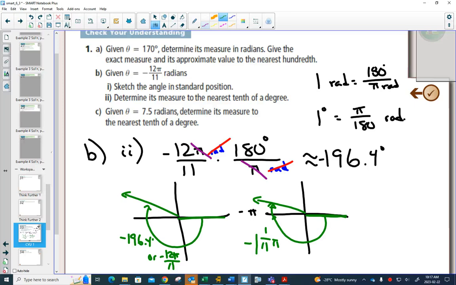I would see that this fraction is negative 1 and 1/11. So negative 1 pi would be halfway around the circle. 1/11 more is imagining this section split into 11 equal parts, and I just went 1/11 more. So we're going to be thinking a lot in fractions, fractions of half of a circle, fractions of a whole circle, when we think in radians.